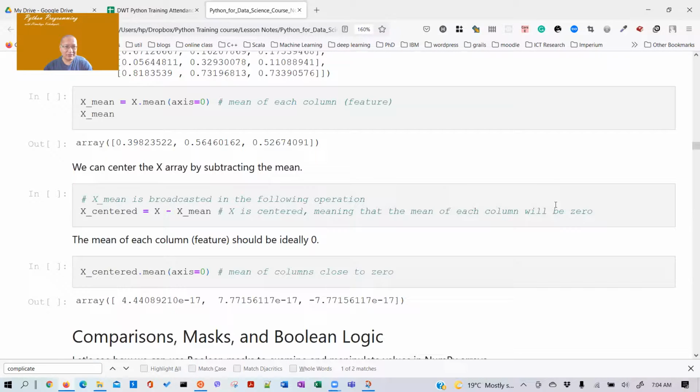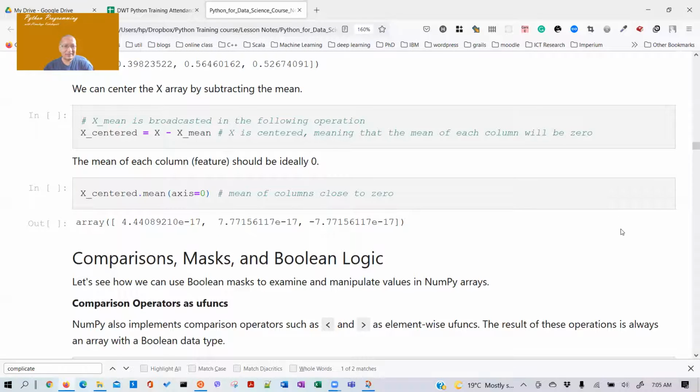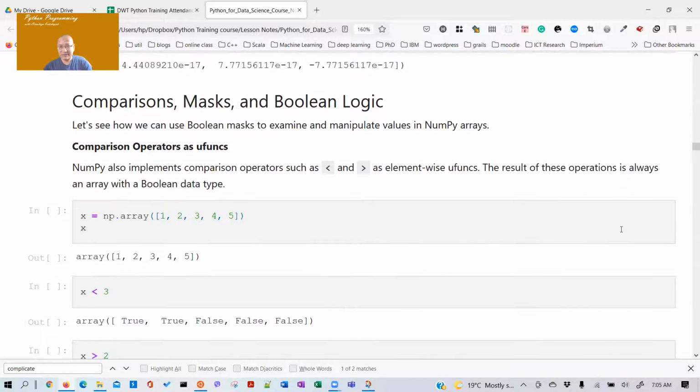Okay, centering an array. So you just saw how nice centering was. All right, the next topic is comparison masks and Boolean logic. Let's see how we can use a Boolean mask to examine and manipulate values in an array.